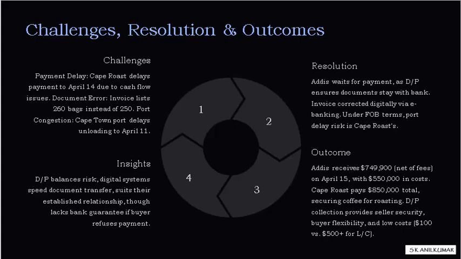The insight that we get in this transaction is that there is a balance of risk, efficiency, trust and cost, and it limits the loss to either party. Because if Cape Coast refuses the payment, Addis will suffer a resale cost. This is the risk of DP. But at the same time, had it not been DP, you would never have got the payment, had it been open account or anything else.